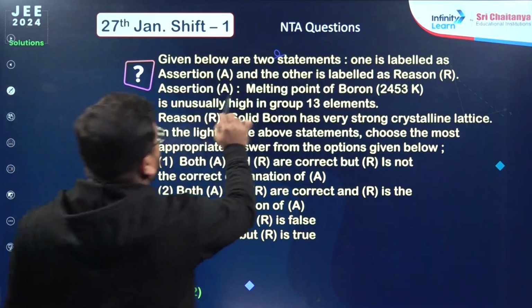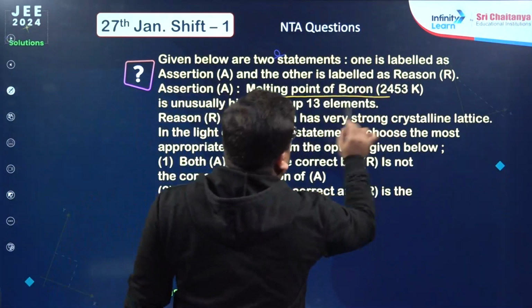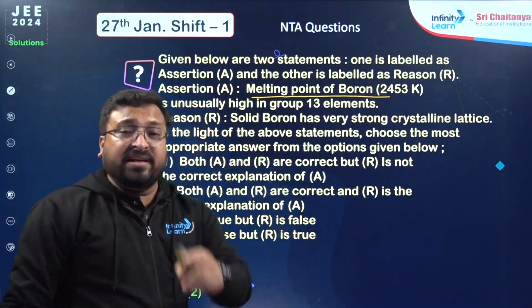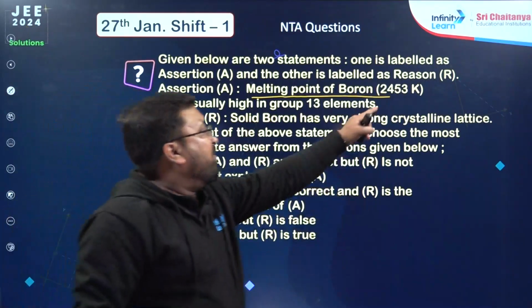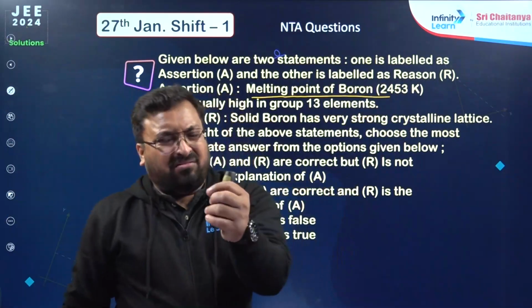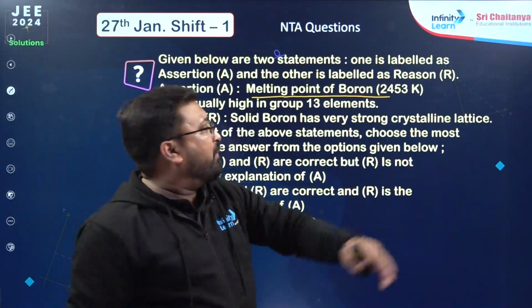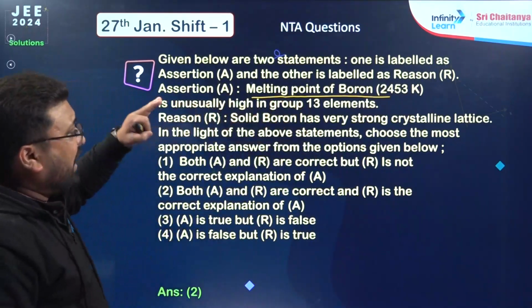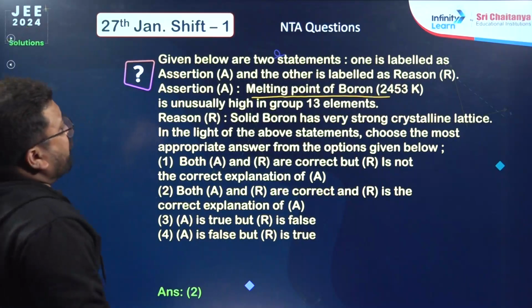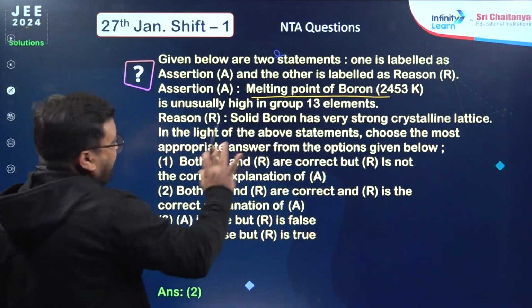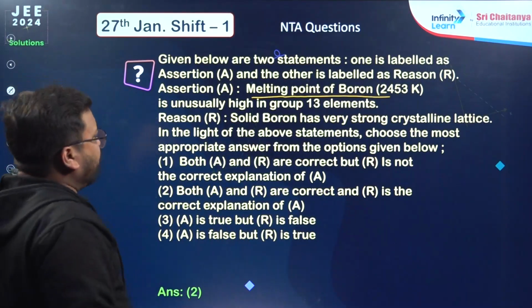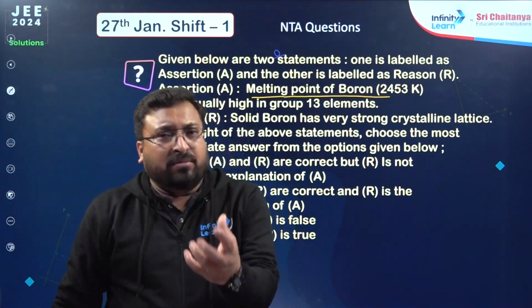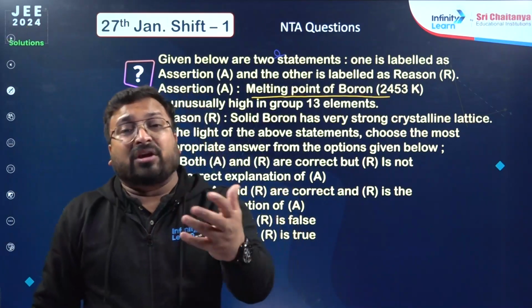So the assertion is, melting point of boron is approximately this unusually high in group 13. This is exactly right. Even if this value is a little bit off by 6 Kelvin or something, this is the approximate, very good range actually. This is the right value written over there. So melting point of boron is very high in group 13 elements. Okay, and why does it happen? Because we have learned in chemistry that boron has a very crystalline nature.